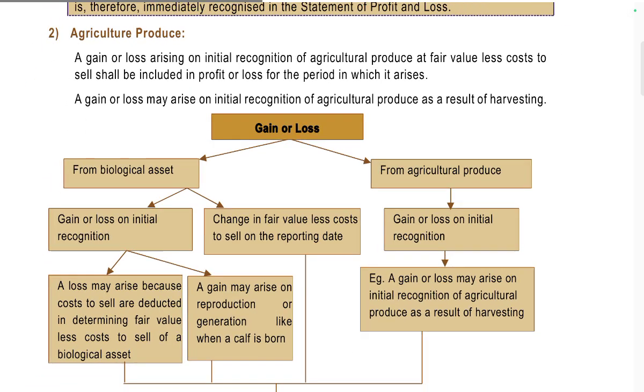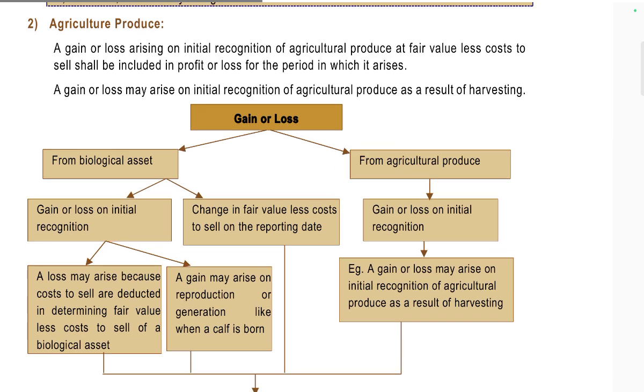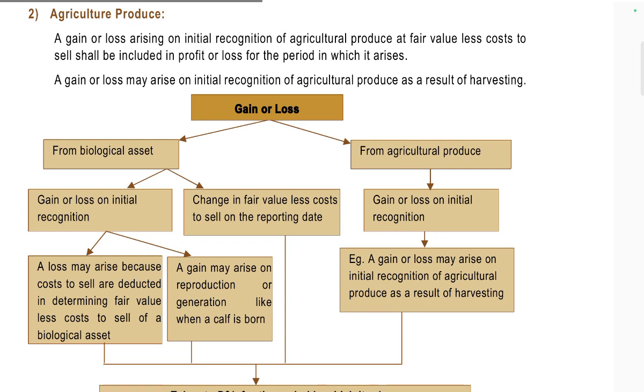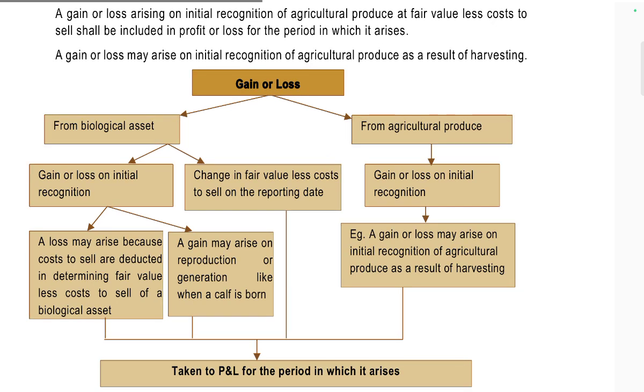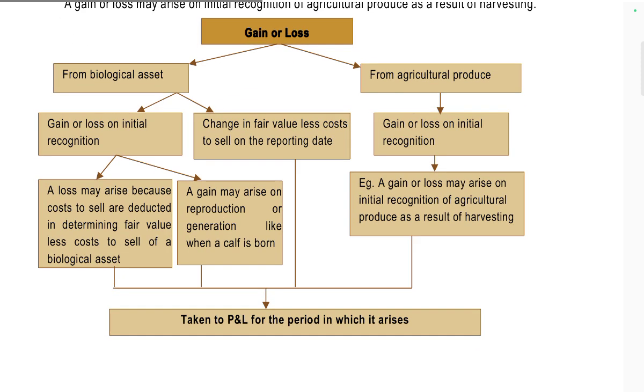Agriculture products. The gain or loss arising on initial recognition of agriculture product at fair value less cost to sell shall be included in profit and loss of the period in which it arises. Gain and loss may arise on the initial recognition of agriculture product as a result of harvest.